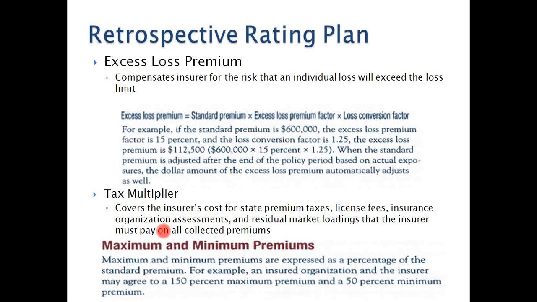And then finally, you have maximum and minimum premiums, which are expressed as a percentage of the standard premium. So when we talk about the standard premium being $600,000, it's going to be a percentage. 50% is maybe half of that, which will be the minimum premium, and the max may be 150%. So in this case, if we use the $600,000 and I have a 50% minimum premium, that means at a minimum I will be paying $300,000 for this policy. At a maximum, I would be paying $900,000 for the specific policy.